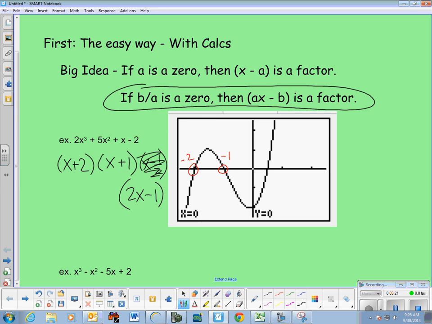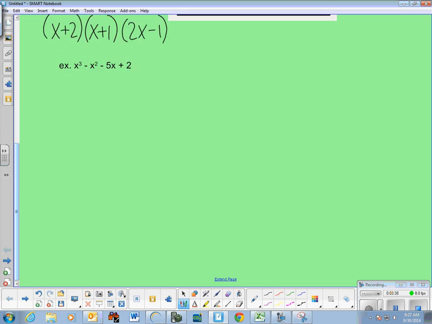So to get it all in one good line, factoring that cubic goes like this. You can multiply that back out to confirm, but that's going to be the factorization of that cubic. Okay, so this is the easy way. Let's do another one, kind of easy.